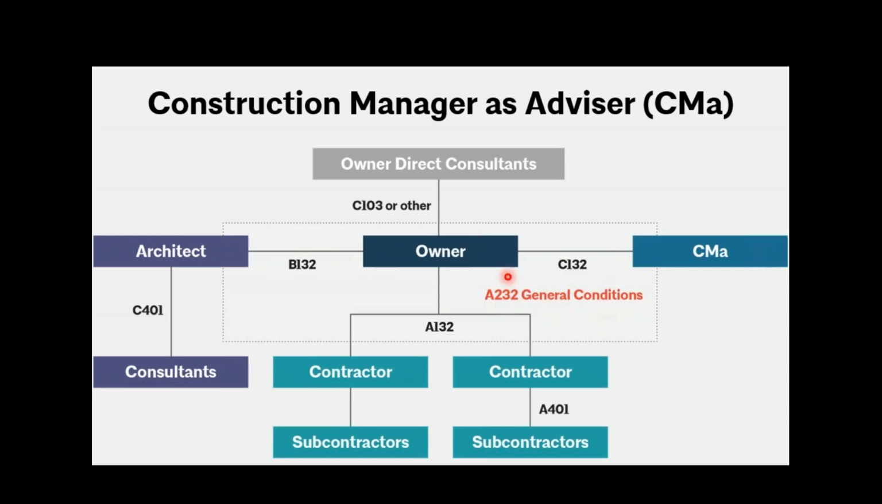And we again have the general conditions, A232. There aren't options in this case. You only see one for each of these. So there's not as much as you would see in the conventional family, and these documents are fairly long. You can see the general conditions is A232. So that's similar to A201, but it's specific to this family. So again, very similar to the conventional family setup, except for that there's a separate party, the CMA.